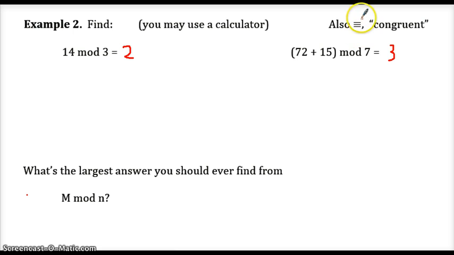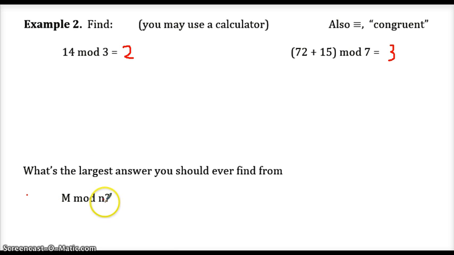Sometimes you might see this triple equals sign. We're going to use 2 different books during this unit, and sometimes it's the double equals and sometimes it's the triple equals. And they read that as congruent. So the way to read this statement is 14 is congruent to 2 mod 3. Or 14 mod 3 is congruent to 2. I've heard it that way too.